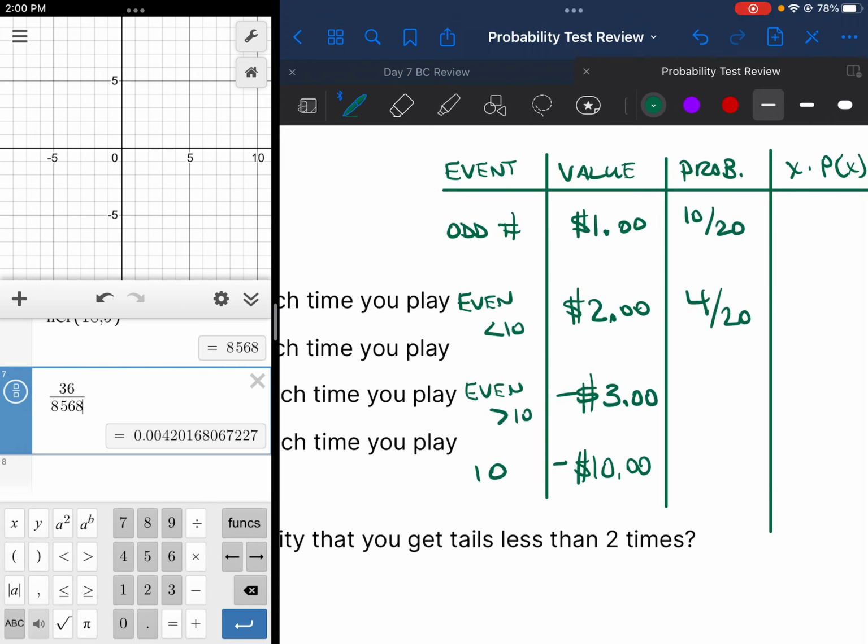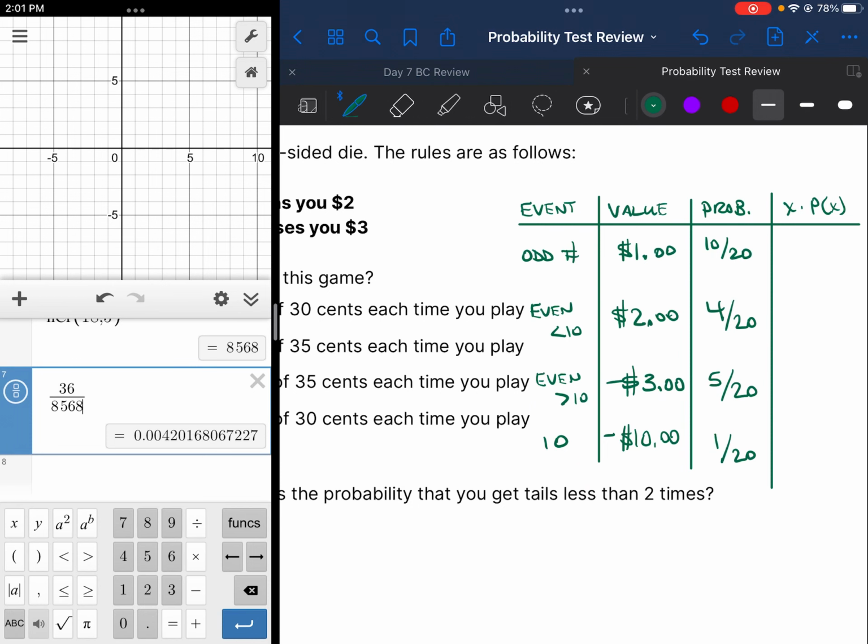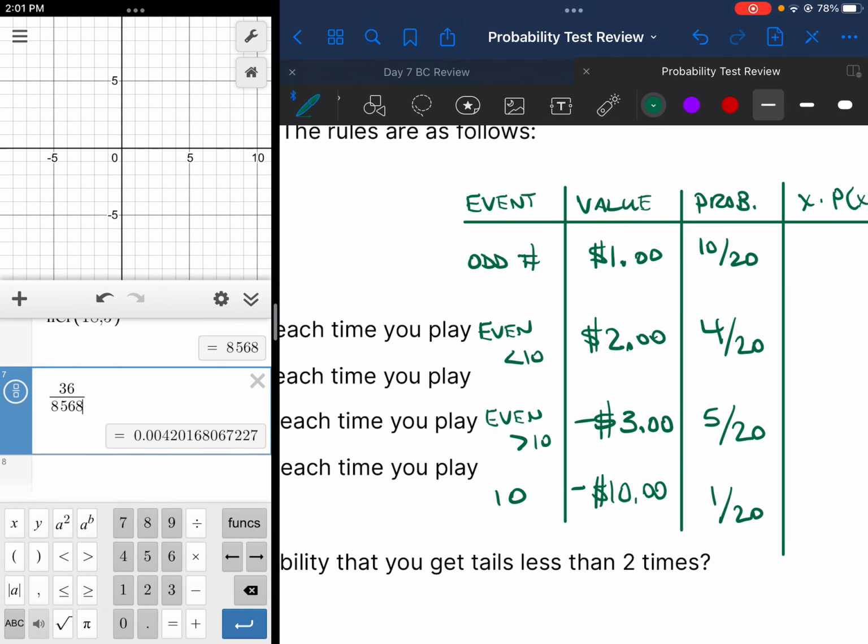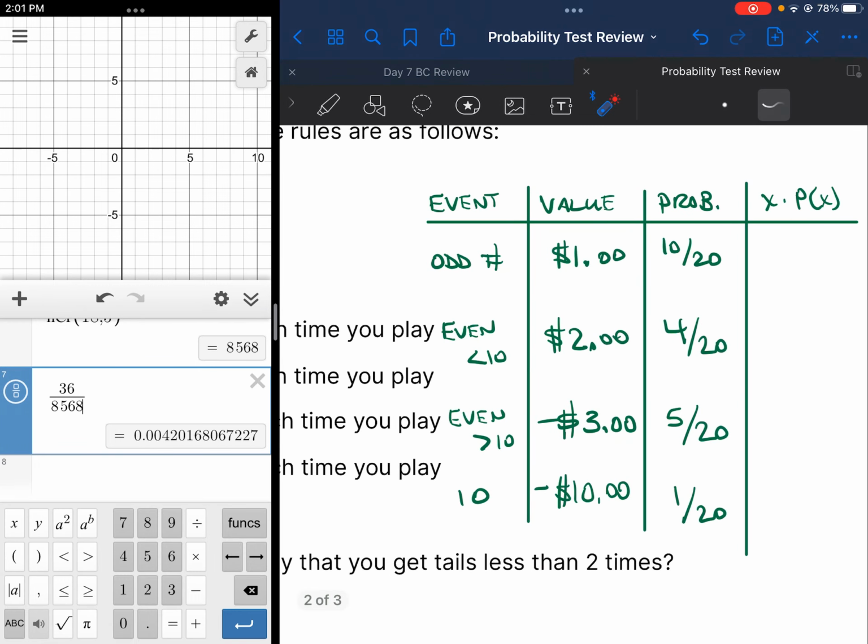Rolling an even number bigger than 10. Again, 10 does not get counted. 12, 14, 16, 18, and 20 itself. That's 5 out of the 20. And rolling a 10, well, it's a 20-sided die. Only one of the sides is going to have the number 10 on it. That would be 1 out of the 20. And then we do x times p of x. So each of these values times the probability of that thing happening. A positive $1 value times 10 out of 20. A positive $2 value times 4 out of 20, so on and so forth.